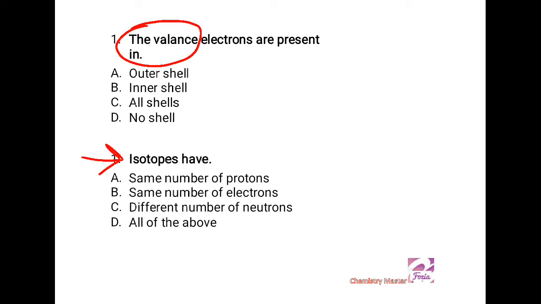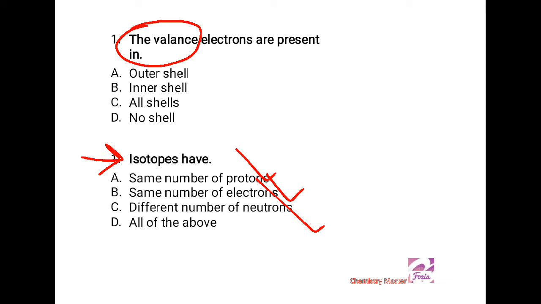Isotopes have the same number of protons. Yes, very true, because the number of protons becomes the identity of any atom of that element, and number of protons means atomic number. Same number of electrons. Obviously, when the number of protons is the same, the number of electrons will also be the same. Number of neutrons are different.